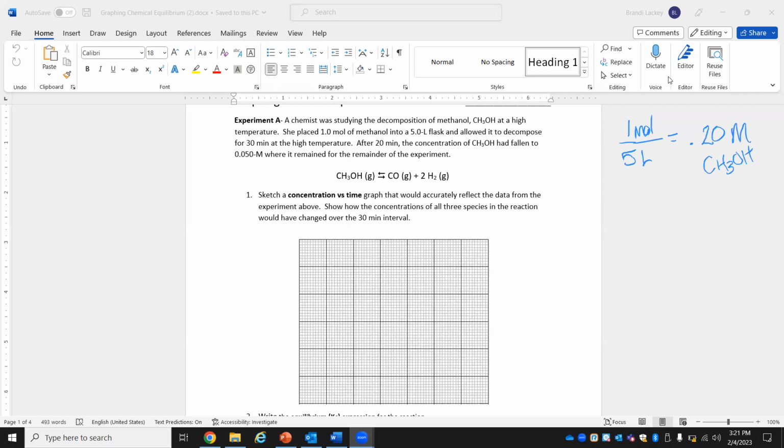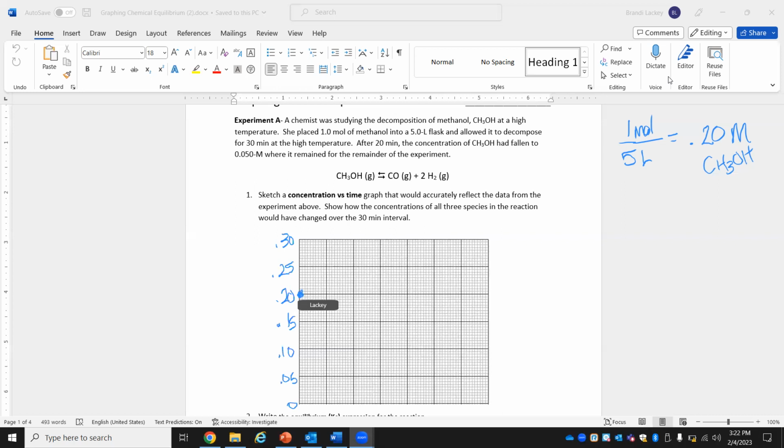And you kind of need to figure out what your scale would be. I'm going to go by 0.05s. So I'm going to start at 0. This is 0.05, 0.10, 0.15, 0.20, 0.25, and 0.30. You can have a different scale, but make sure that it's spread out enough that you're going to be able to see the lines. So it's telling us that methanol starts at 0.20.